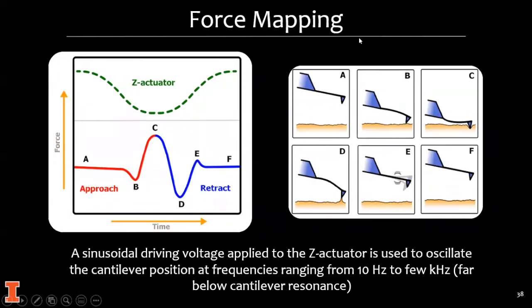Okay, so for the last part of my talk, I want to switch gears and talk about force mapping. So this is kind of a dynamic technique. And it uses a sinusoidal driving voltage, which gets applied to the Z actuator. And this is because we're oscillating the cantilever. And now we're not talking about small image oscillations. We're talking about oscillating to the length of a force curve. So that's why it's being applied to the Z actuator. And we're doing this at really low frequencies, such as a few kilohertz, which is intentional because we want it to be far below cantilever resonance.